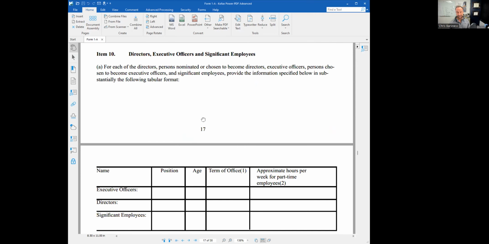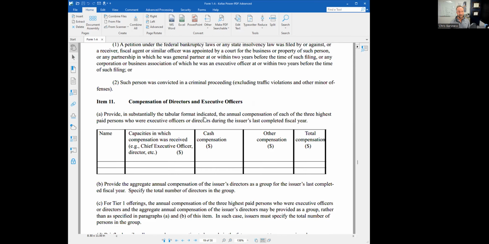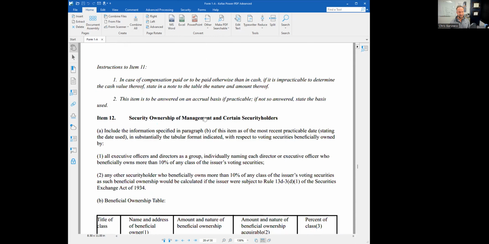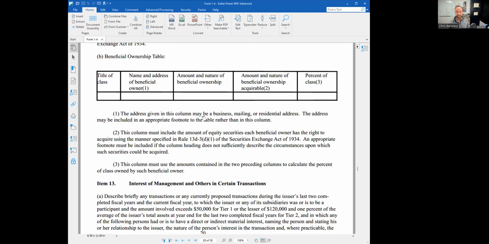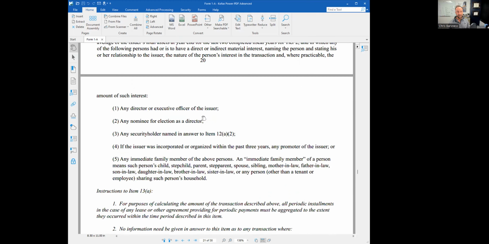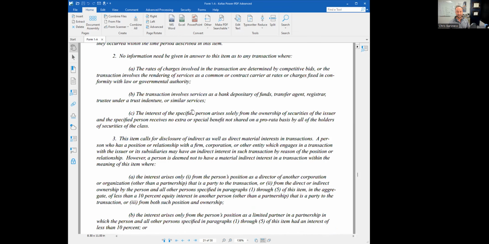So talking about management, listing the officers, directors, managers, information about them, their compensation, their security ownership. So if the manager or officer owns 50% of the company, they're going to end up being listed on here and what they own. Related party transactions. So if the manager, director, or officer has a contract with the company that they benefit from, that might be a related party transaction that just gets disclosed.